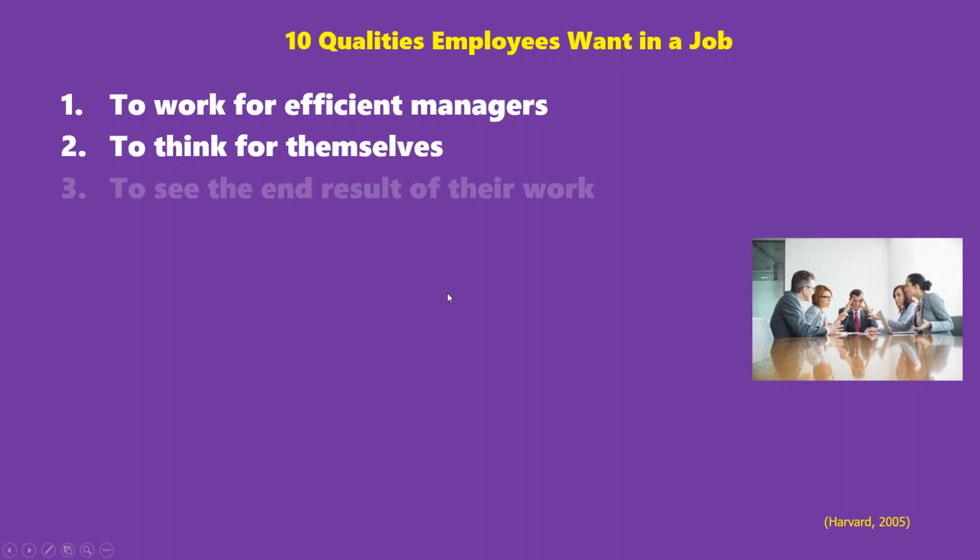Number three. Now, this is an interesting one. No one mentioned this, but if you think about it, it's very real. To see the end result of my work. People want to see that, they want to see the why of work. As Simon Sinek talks about the why of work, they want to see that there are results in the end of their work. In other words, I did a little survey in a local government environment.